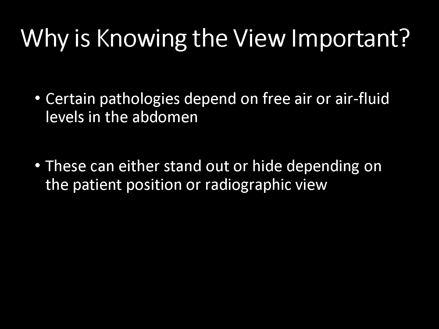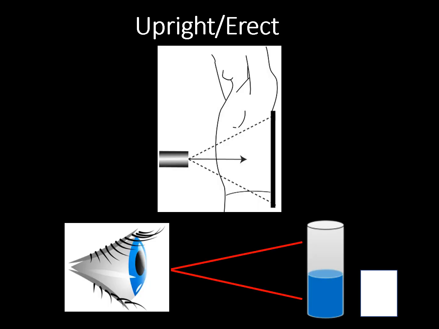So these air fluid levels or free air can really stand out, or they can really hide, depending on either the patient positioning or the radiographic view that we acquired. If we look at an upright or erect radiograph, this image on the top is showing the patient upright. The floor is here, her head's going toward the ceiling. This is the X-ray tube. This is how we're shining the radiation through the patient. And the detector that's going to pick up that radiation to form the image is behind the patient here.